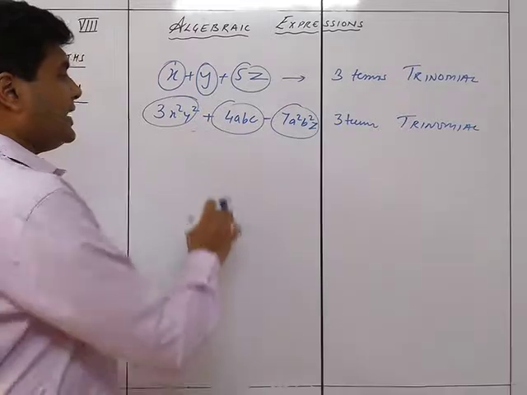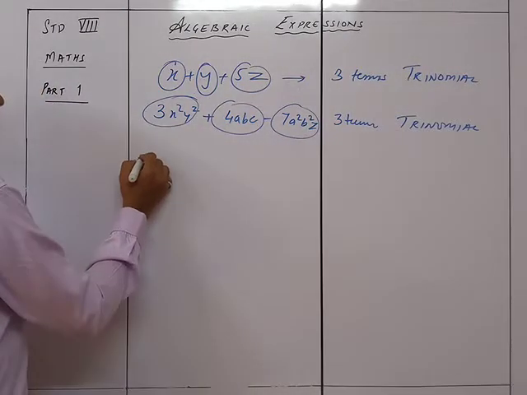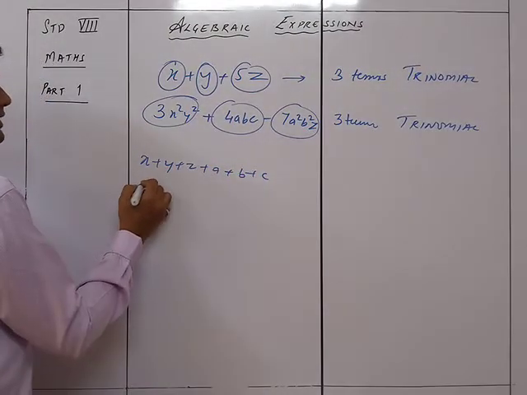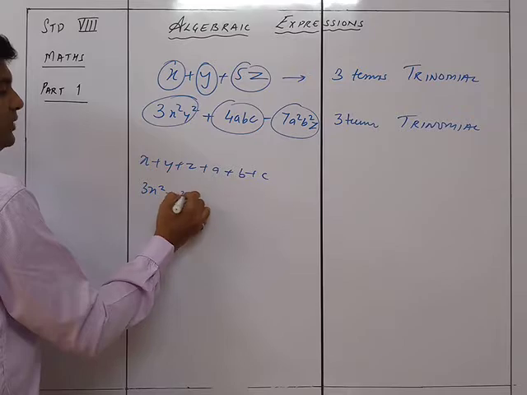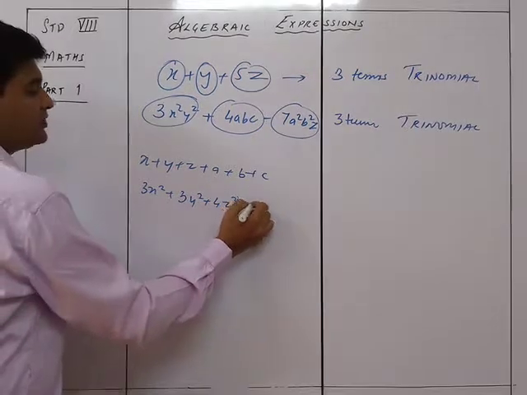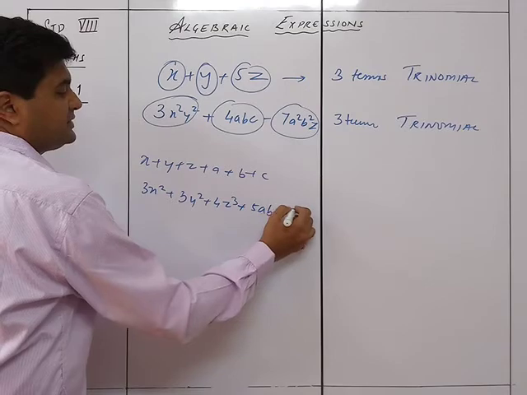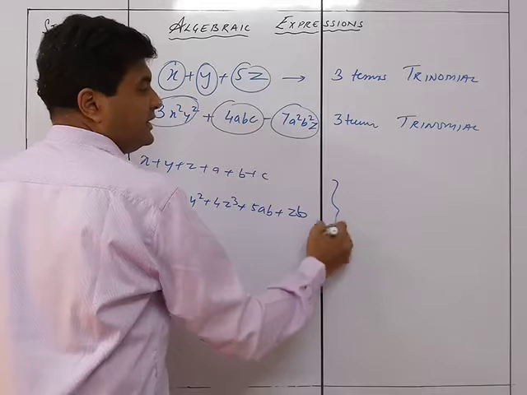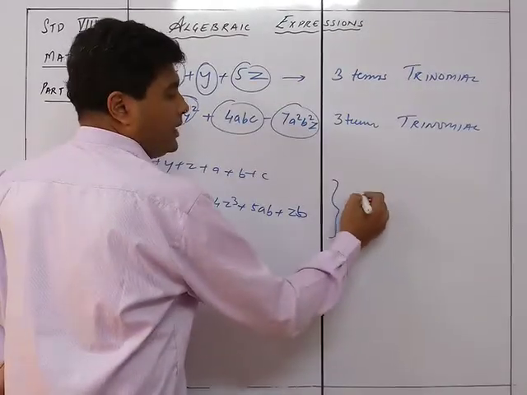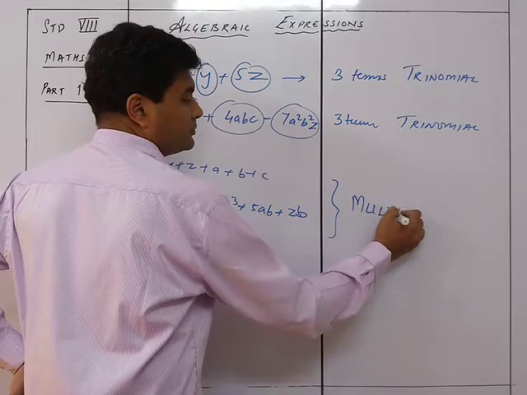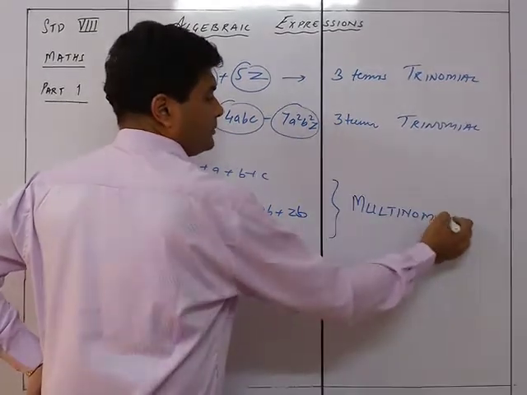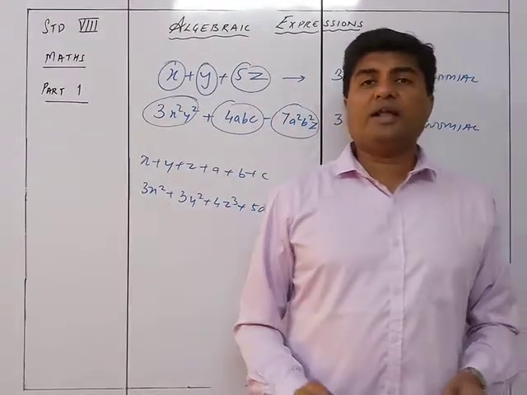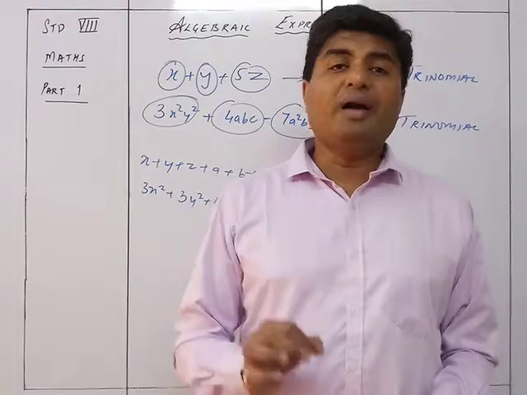And finally, if there are more than 3 terms, like x plus y plus z plus a plus b plus c, or 3x square plus 3y square plus 4z square plus 5ab plus 7zb, anything. In this case, it is more than 3 terms, and it is called a multinomial. Got it? So if there are more than 3 terms, then that algebraic expression is called a multinomial.